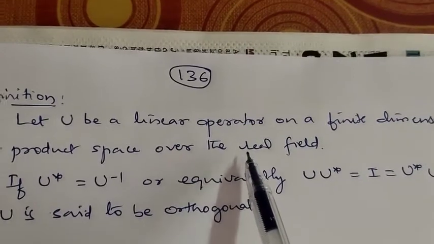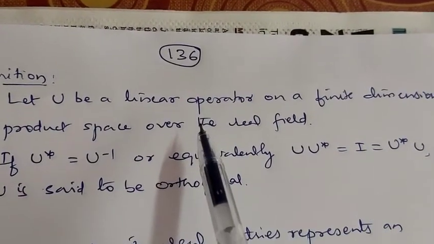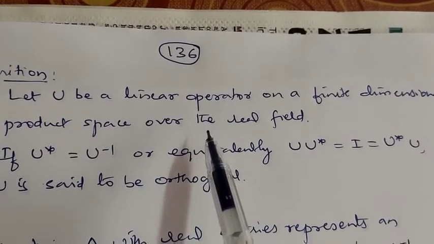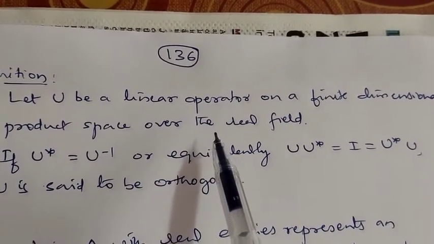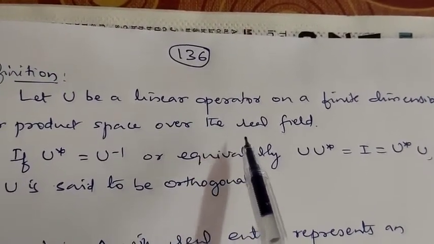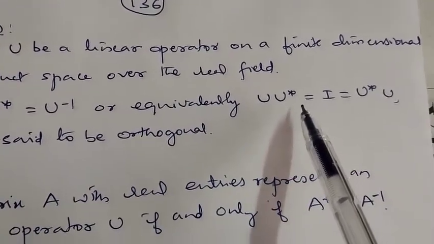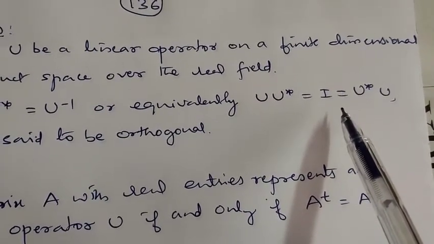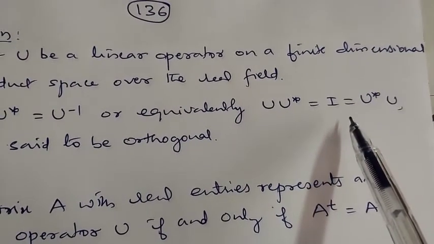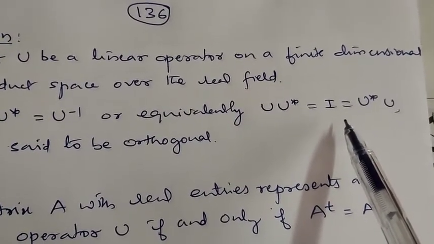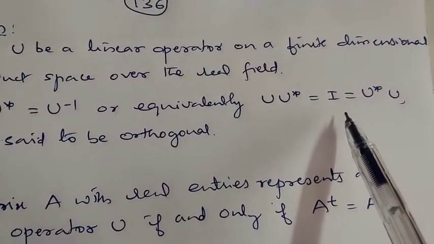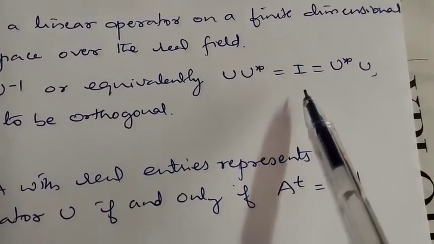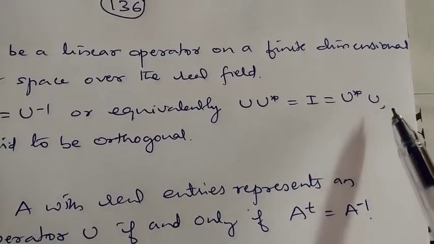Understand this? In the previous class we discussed operators defined over a finite dimensional inner product space over the complex field. Here it is defined over the real field, and there this condition is called the unitary operator condition. Here it is called the orthogonal operator condition. So the unitary condition is nothing but the orthogonal condition here. U star is equal to U inverse, or U into U star is equal to I, that's equal to U star into U.